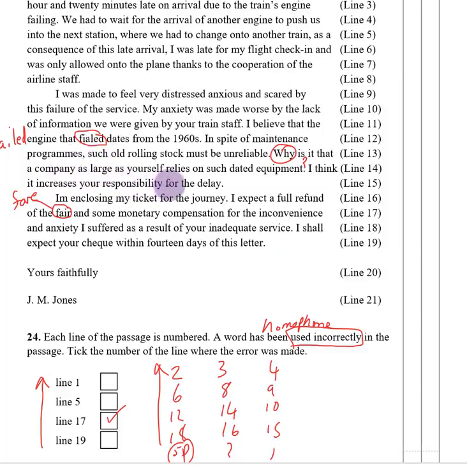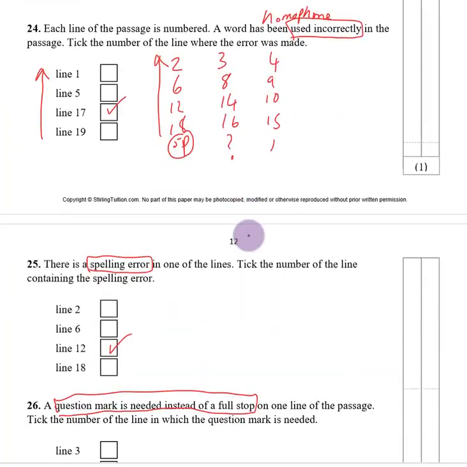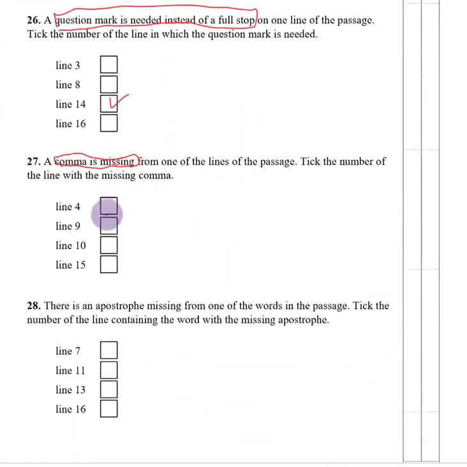So it increases your responsibilities for the delay. So that's all fine. I'm looking at 10. This failure of the service, my anxiety was made worse by the lack of information. So that's fine. Notice the way I read to the next line as well, just in case the comma needed to go here, but it doesn't. Now 9, I was made to feel very distressed, anxious and scared. This is where our comma goes. Things in a list. So it's line 9, give it our tick and then move on.